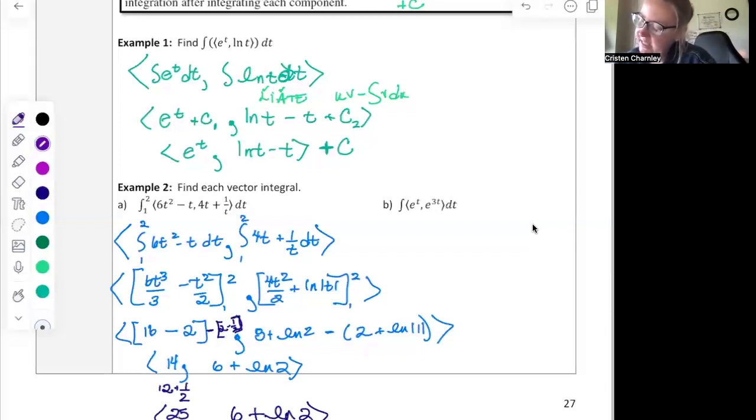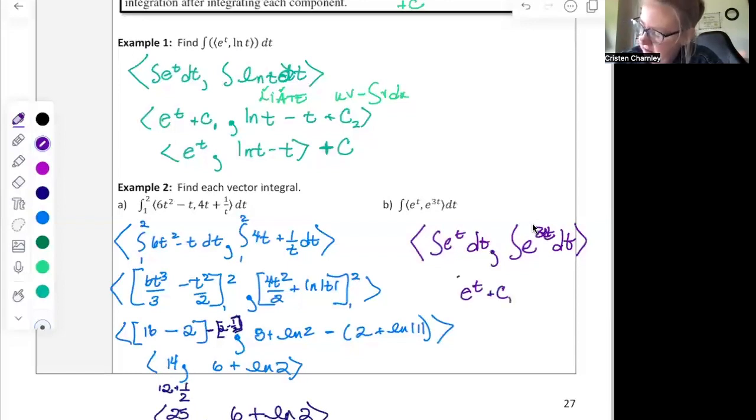Letter B, I want to integrate e of t and e to the 3t. So no boundaries on this one, fewer places to make mistakes, which is good. So we have the integral of e to the t dt and the integral of e to the 3t dt. So the first piece, the antiderivative of e to the t is e to the t plus the c. And then the antiderivative of e to the 3t is going to be e to the 3t.